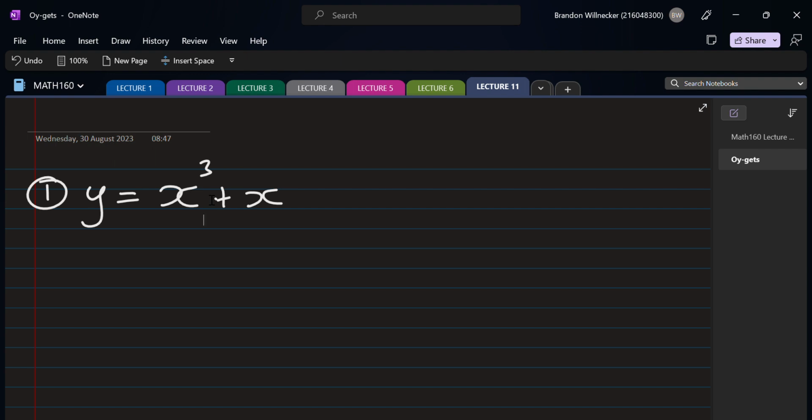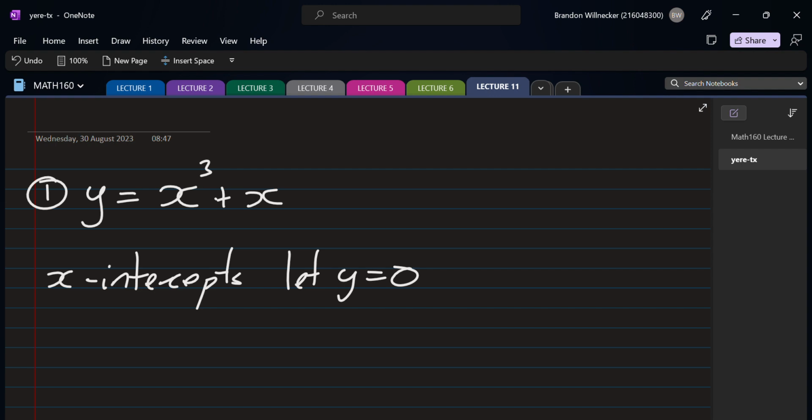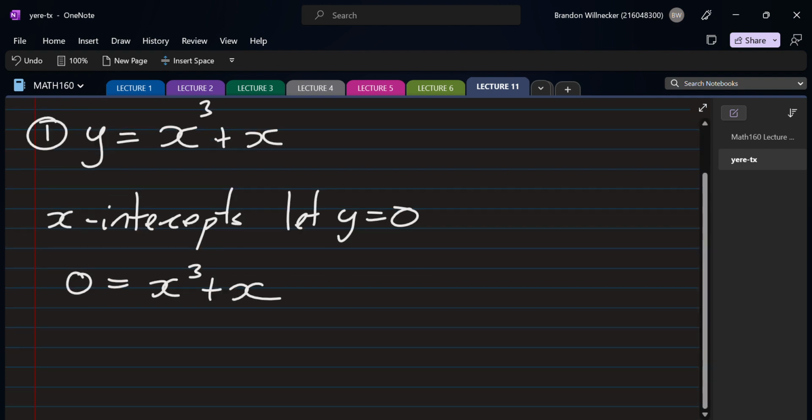So let's start with the x-intercepts. We know that if we're trying to find the x-intercepts, we should let y be 0. Please make sure that's the first line you write down so you don't mix up what you're letting be 0. If you want to find the x-intercepts, you let y be 0. If you want to find the y-intercept, you let x be 0. Please don't mix that up. So we let y be 0, and then we write the rest: x cubed plus x.